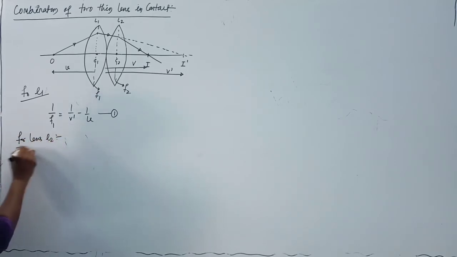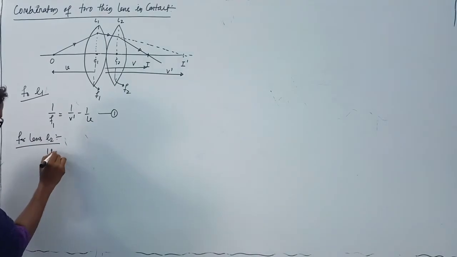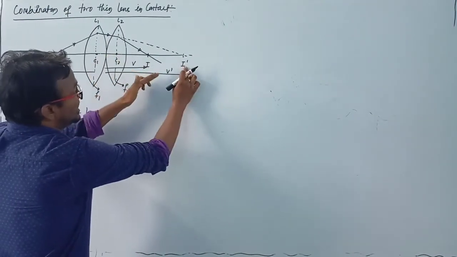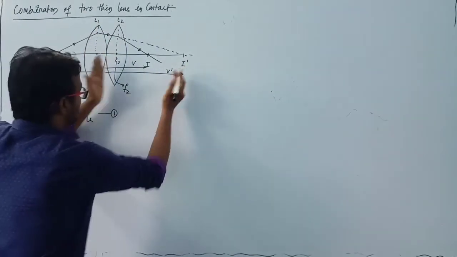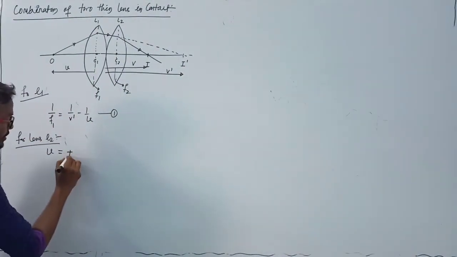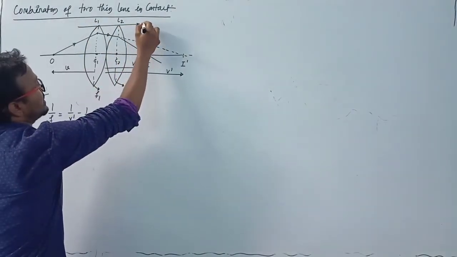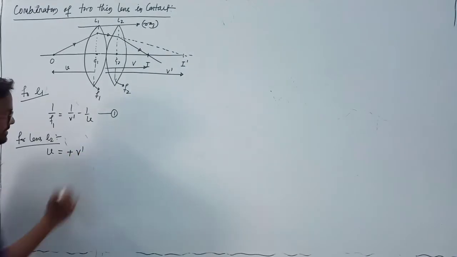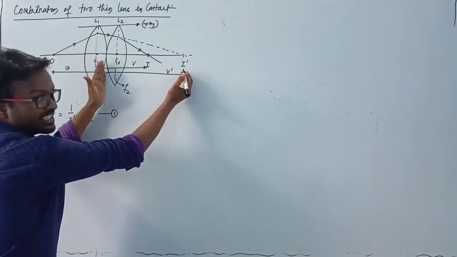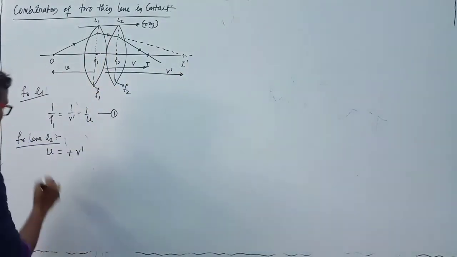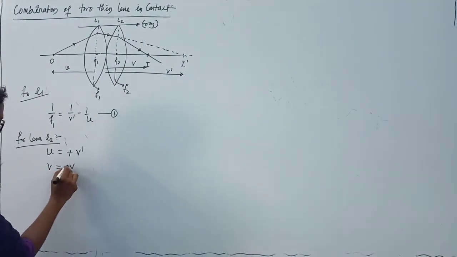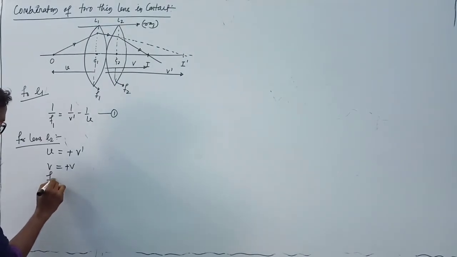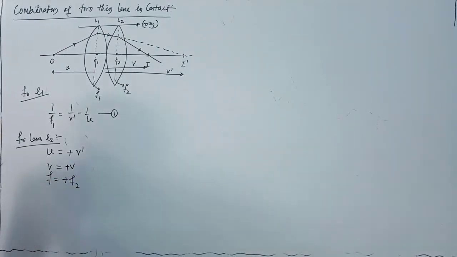For lens L1, and for lens L2, we can write the object distance U equal to this object distance. Why? Because this is a virtual object for the second lens. So here the object distance is positive, because this is the direction of the incident ray. This distance is taken to be positive, and this distance is V dash. And similarly V is here, with a positive sign. And you already know the focal length F equal to F2.